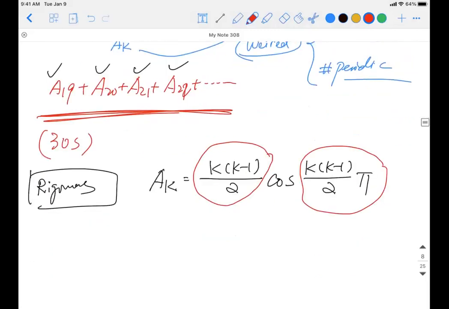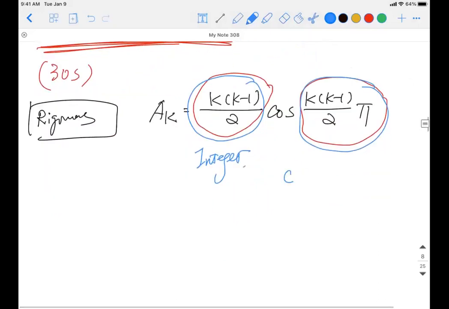A quick observation next tells you that k times (k minus 1) are two adjacent numbers. Two adjacent numbers, always one is odd, one is even. Is that right? So that being said, this guy, k times (k minus 1) divided by 2, is always going to generate an integer. Is that right? Okay, let's continue.